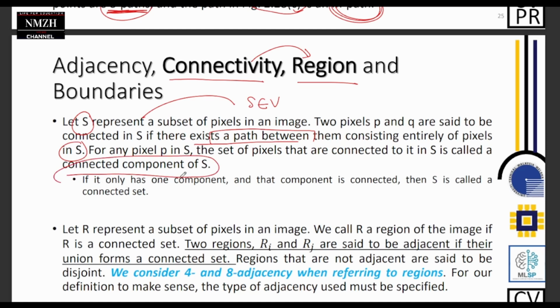If S has only one component, and that component is connected, then S is called connected. Even though there will be at least one component, that is what is known as connected. So that will be connectivity.